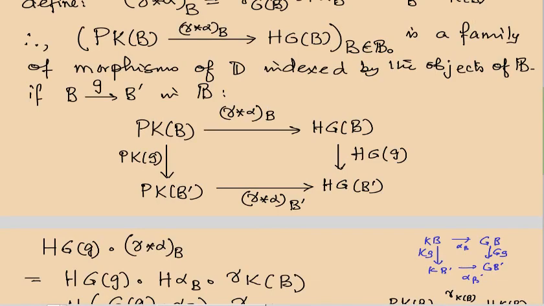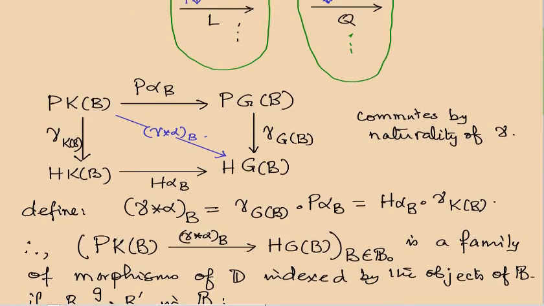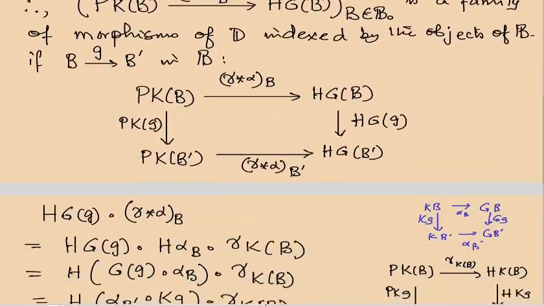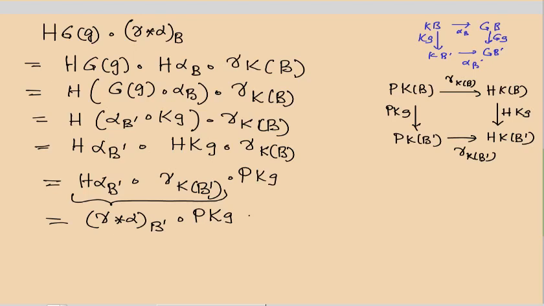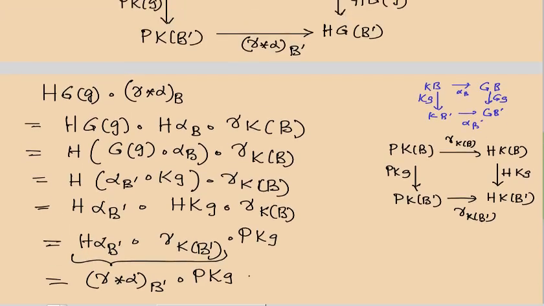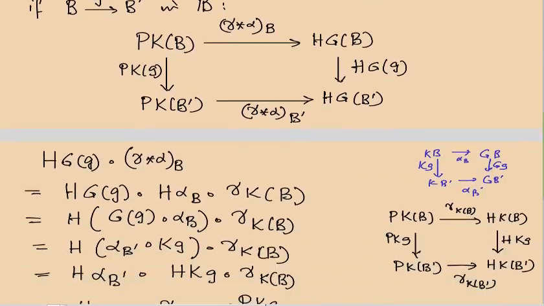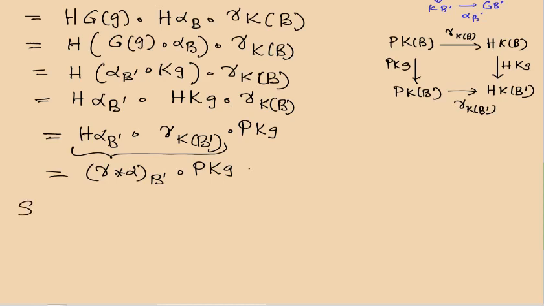So there are a few other proofs which I'll leave to you, but I showed this for you to get the feeling of how you go about these proofs. You have to use the naturality of these things again and again. So this is a natural transformation. Gamma star alpha is a natural transformation from PK to H.